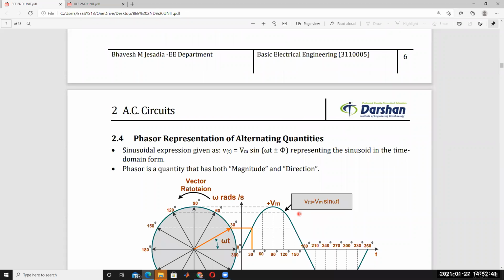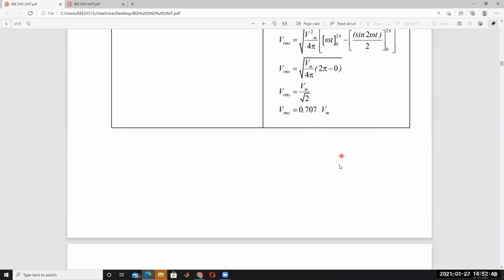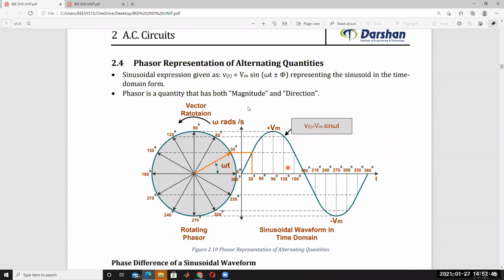Understood? And next, phasor representation of alternating quantities.